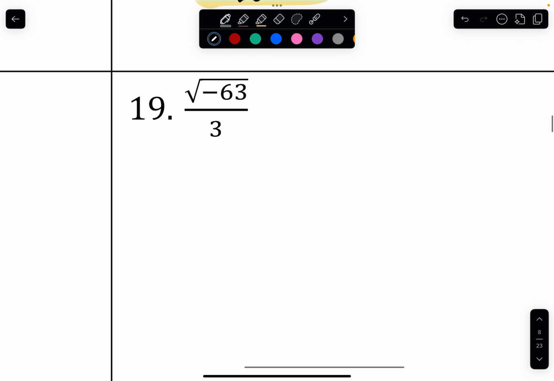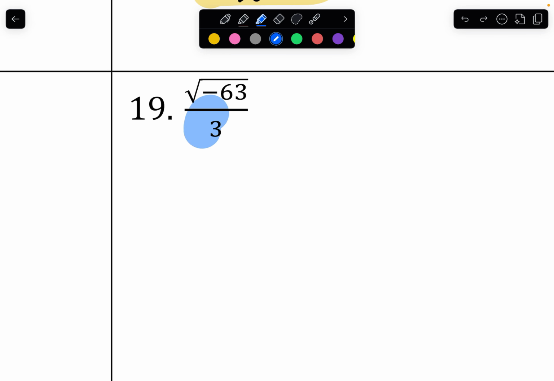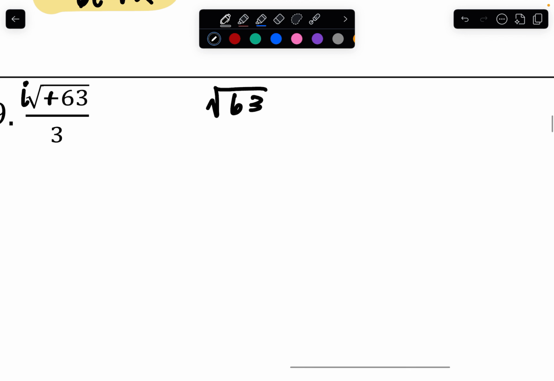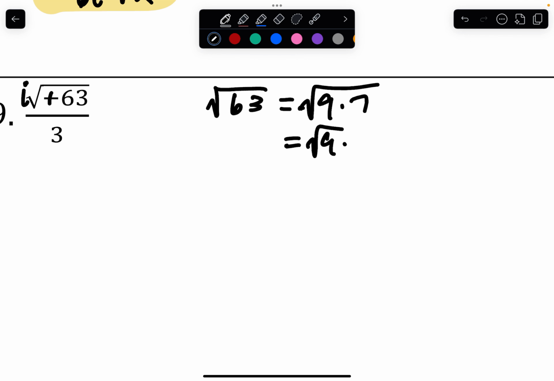Okay, for 19, we're dividing this whole thing by 3, but be very careful. This radicand of 63 cannot interact with this 3. Okay, numbers under the radical cannot interact with numbers outside the radical. And so just ignore the 3 on bottom, and we know there's going to be an i, just focus on square root of 63. Okay, and so 63 is 9 times 7.